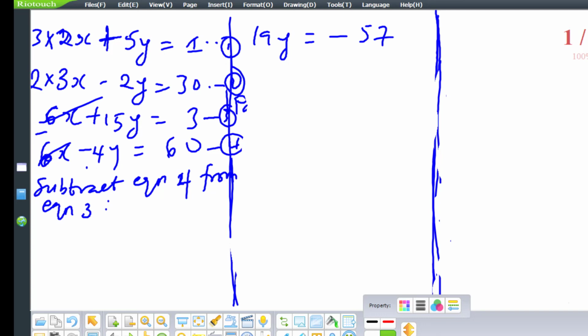So, we could solve for y easily from this. So we say divide both sides by 19. We have something like this. 19 here 1, 19 here 1, 19 here 1. 19 in 57, that's going to be 3. Therefore, the value of y is equal to minus 3.